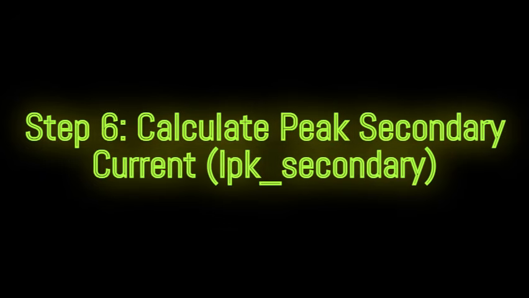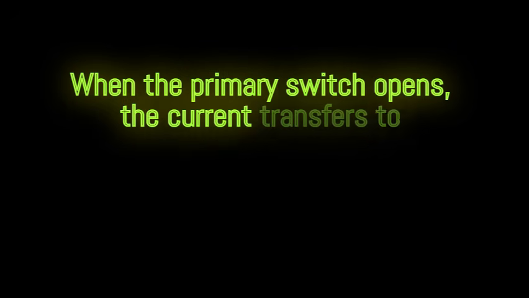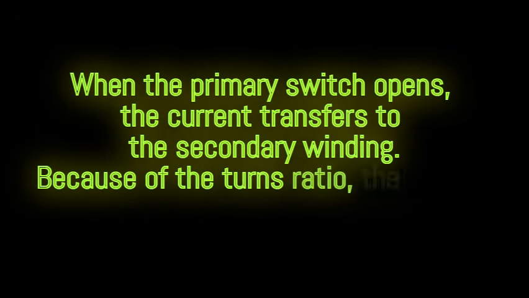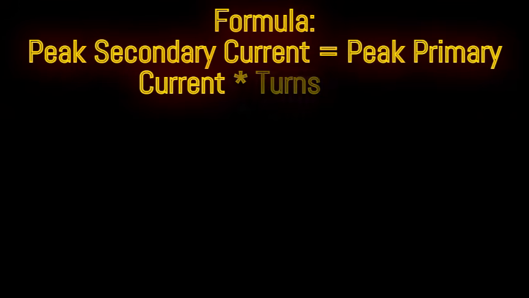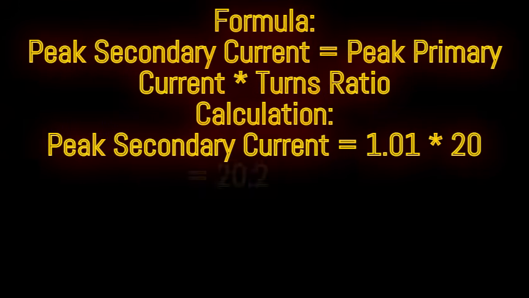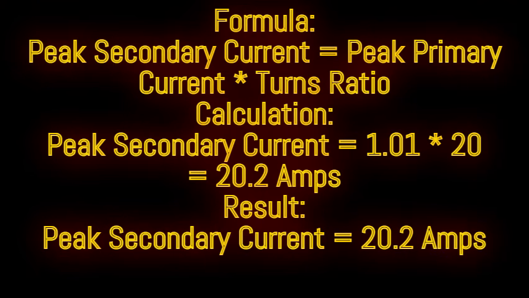Step 6. Calculate peak secondary current, IPK secondary. When the primary switch opens, the current transfers to the secondary winding. Because of the turns ratio, the current scales up while the voltage scales down. Formula: peak secondary current equals peak primary current multiplied by turns ratio. Calculation: peak secondary current equals 1.01 multiplied by 20 equals 20.2 amps. Result: peak secondary current equals 20.2 amps.